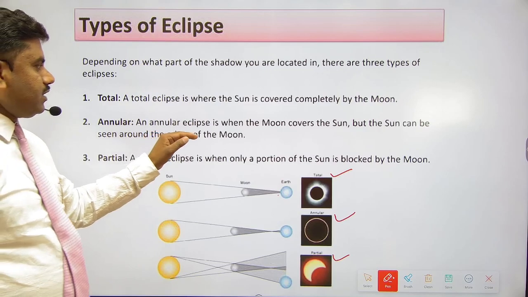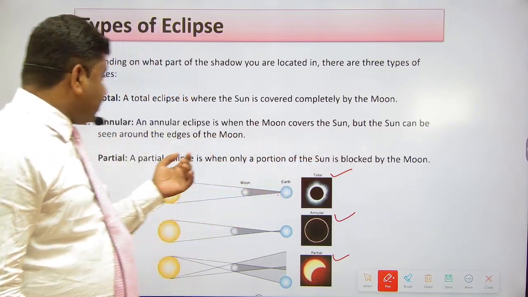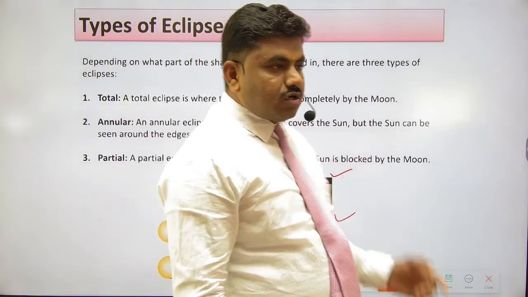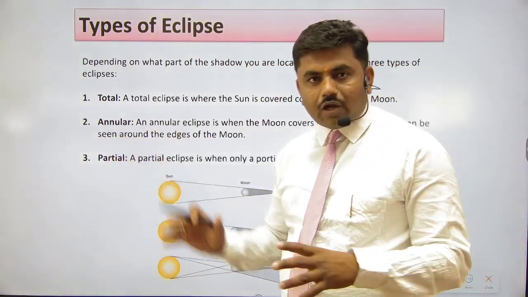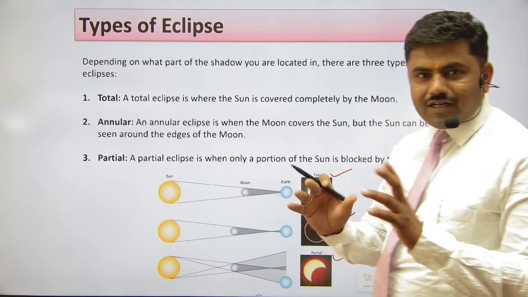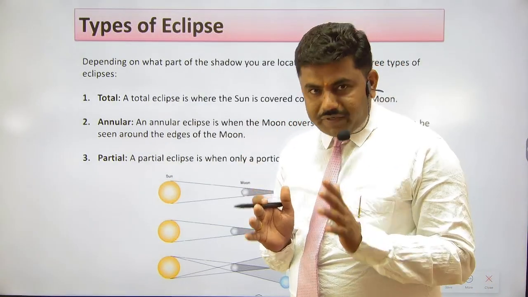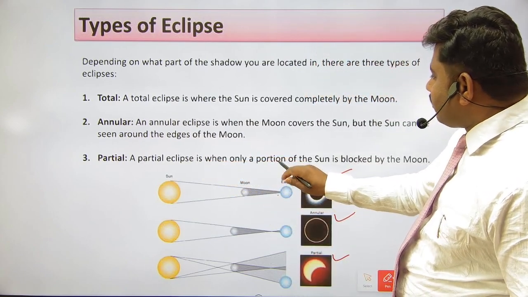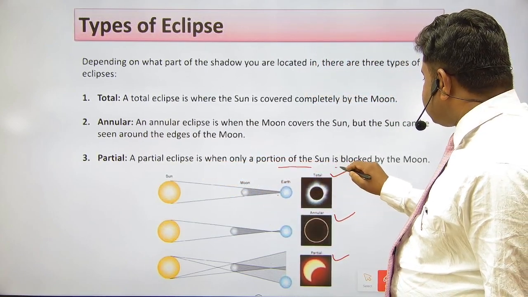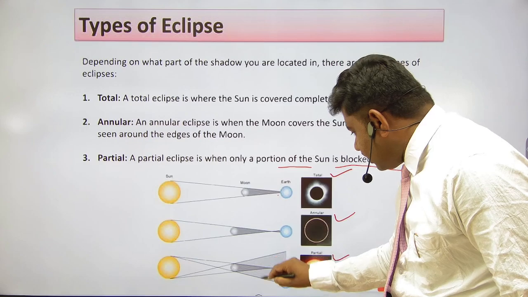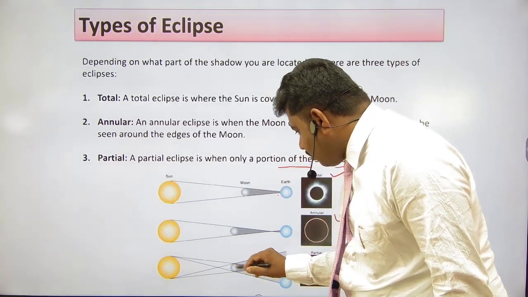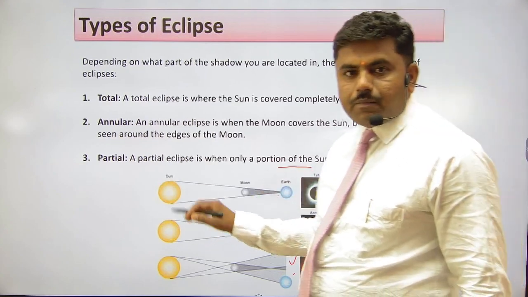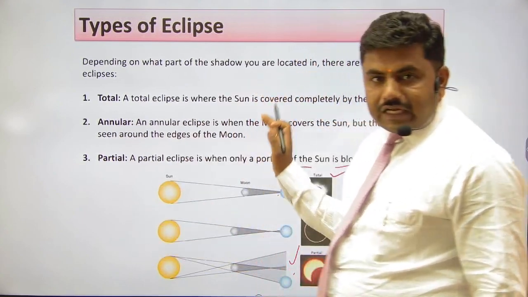An annular eclipse is when the moon covers the sun, but the sun can be seen around the edge of the moon. After the total, this is the annular. And the third one is the partial. A partial eclipse is when only a portion of the sun is blocked by the moon. Here only some portion is blocked. This part is known as a partial eclipse.